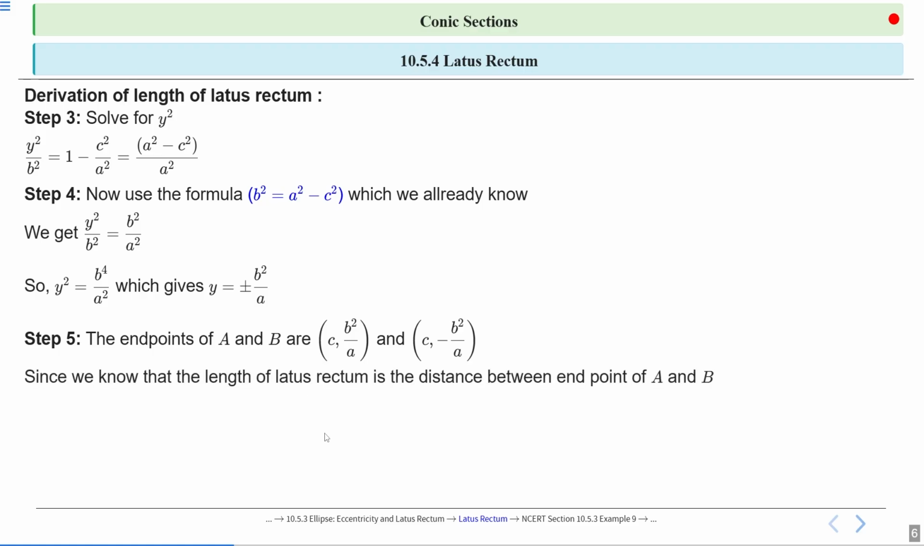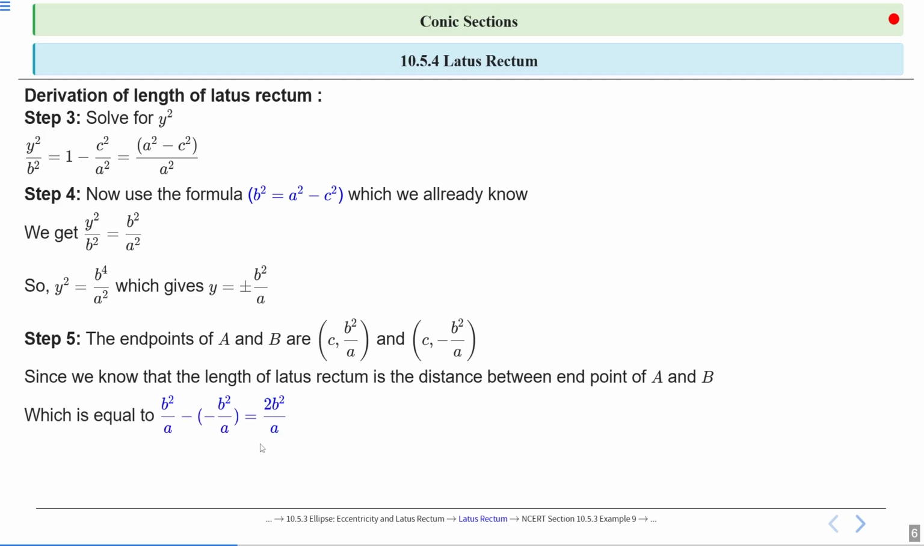Since we know the length of the latus rectum is the distance between the endpoints of A and B, and AB is basically the length of the latus rectum, and we found the endpoints (c, b square upon a) and (c, minus b square upon a), if we find the distance between A and B, it will give us the length of the latus rectum. So now find the distance between points A and B.